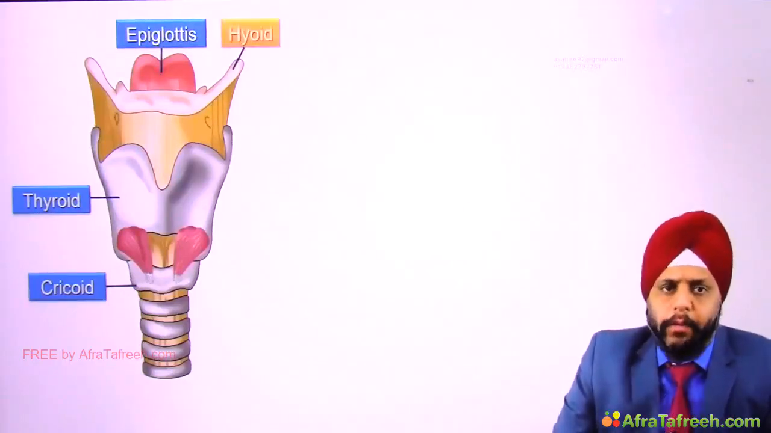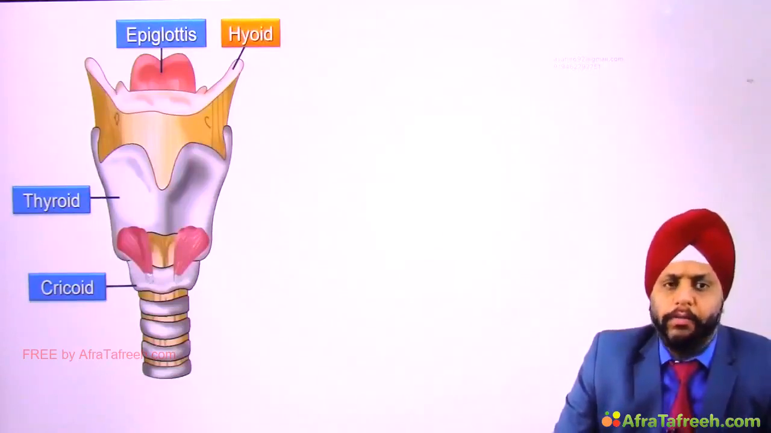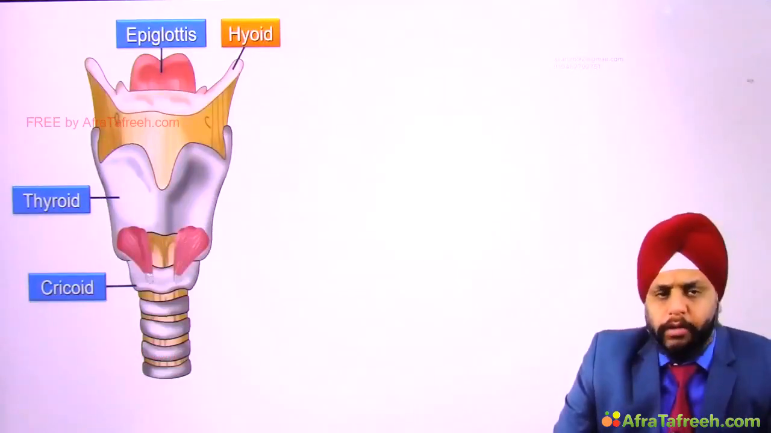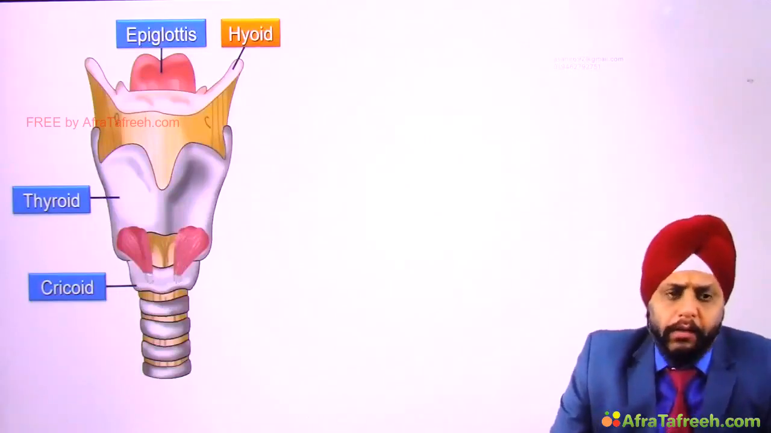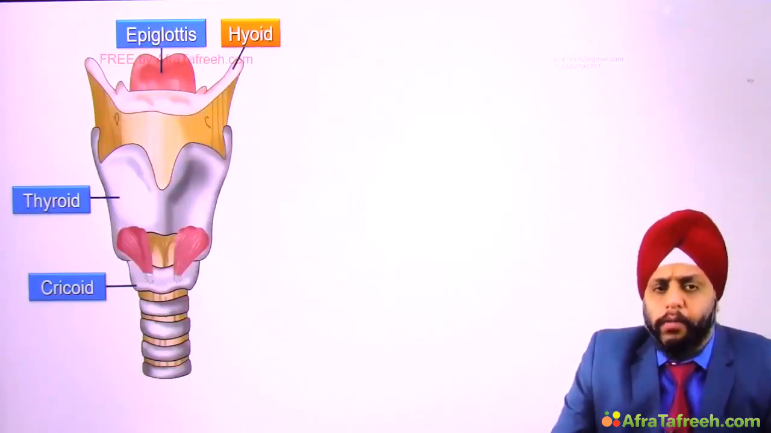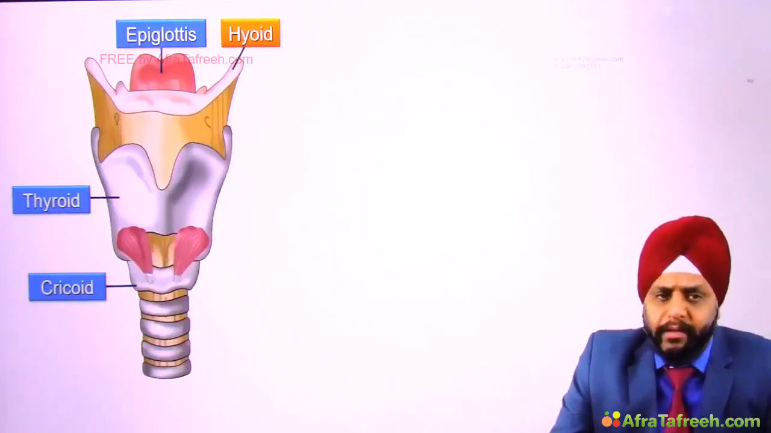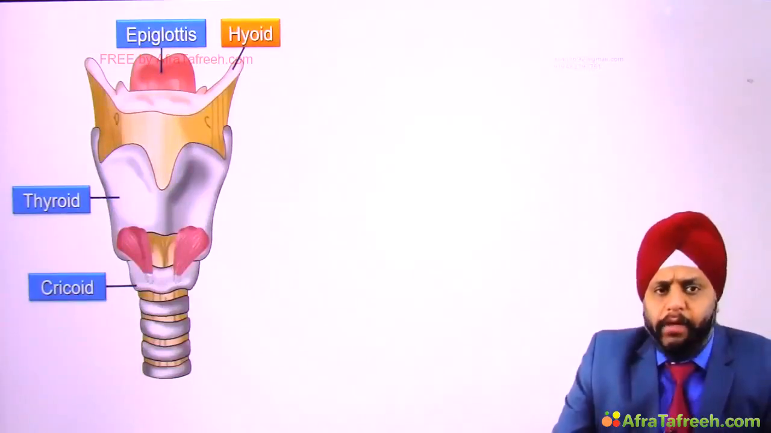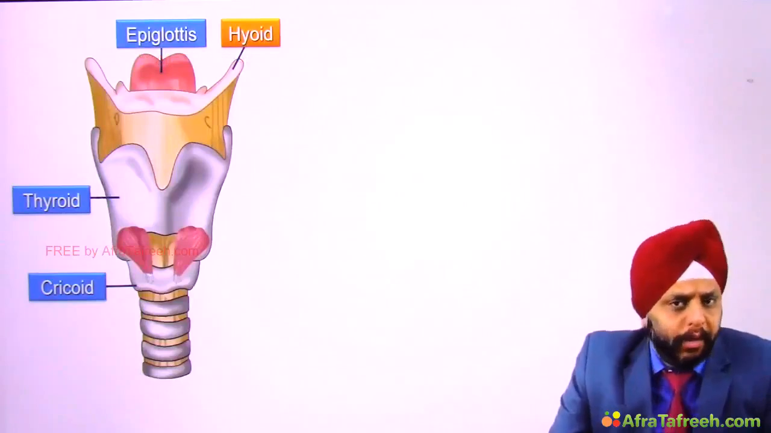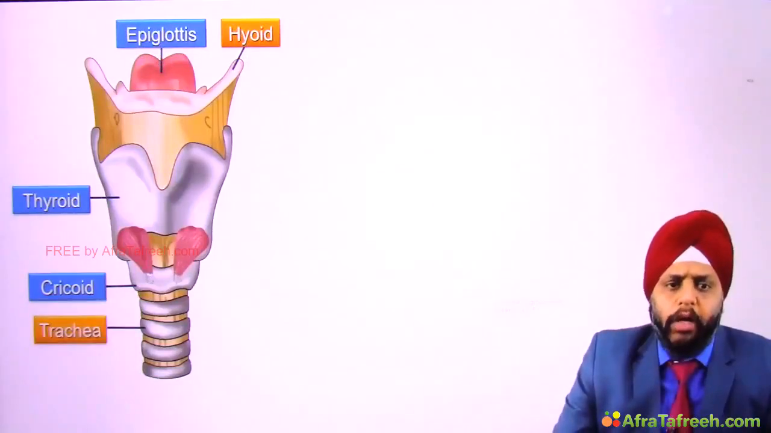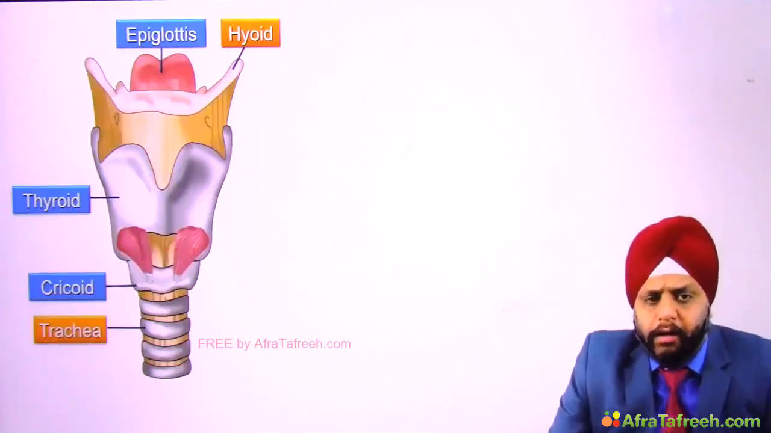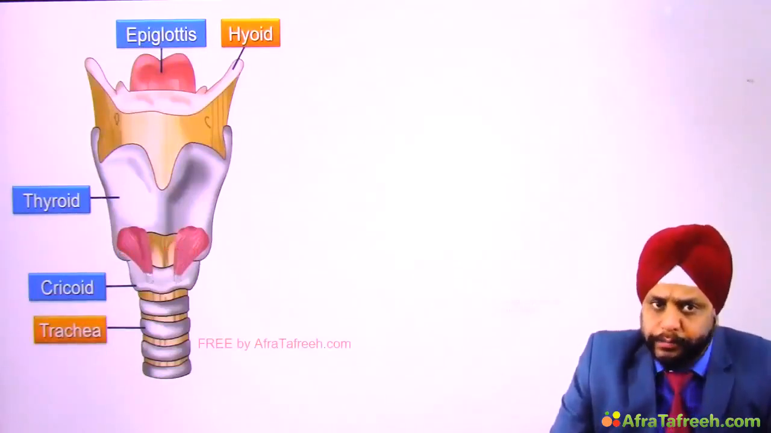Next to the epiglottis, you can see the hyoid bone. This hyoid bone is the only bone in the body that does not articulate with any other bone. This bone lies in the neck and is attached to various muscles, ligaments and membranes. Below the cricoid, you can see the trachea and the different tracheal rings also.